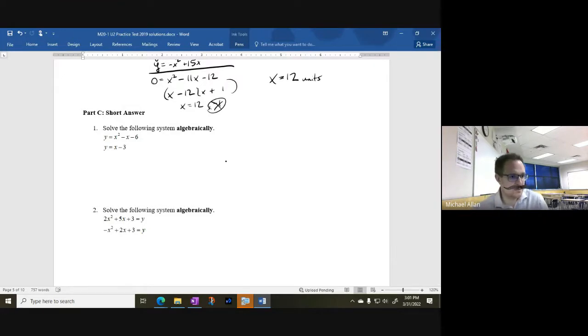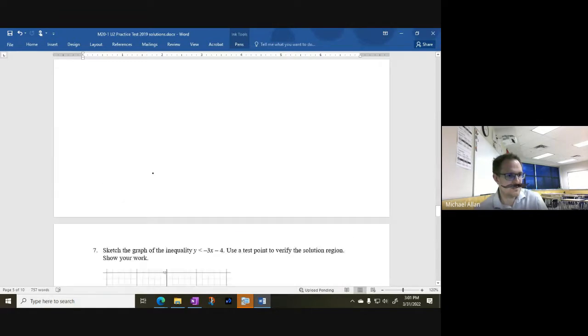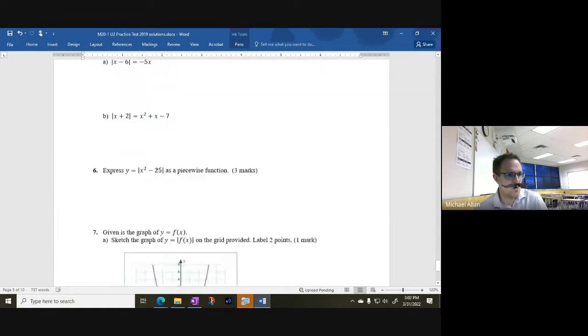These ones you want to do algebraically as well. There's a few of them there. Oh man, there's a lot of questions here. Keep it going here.